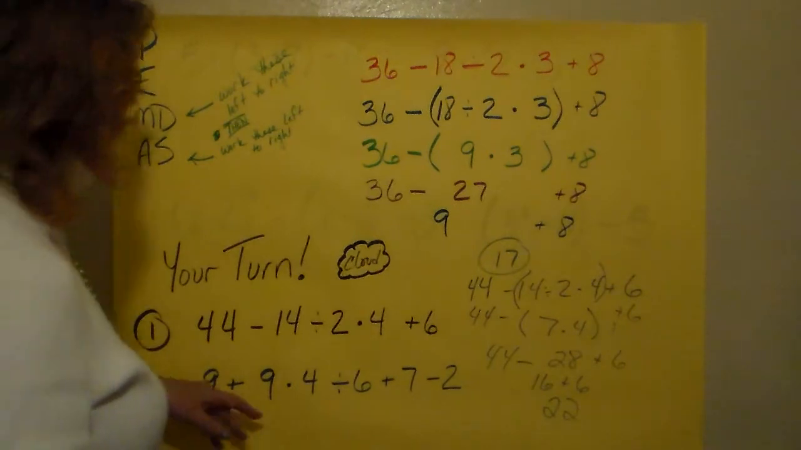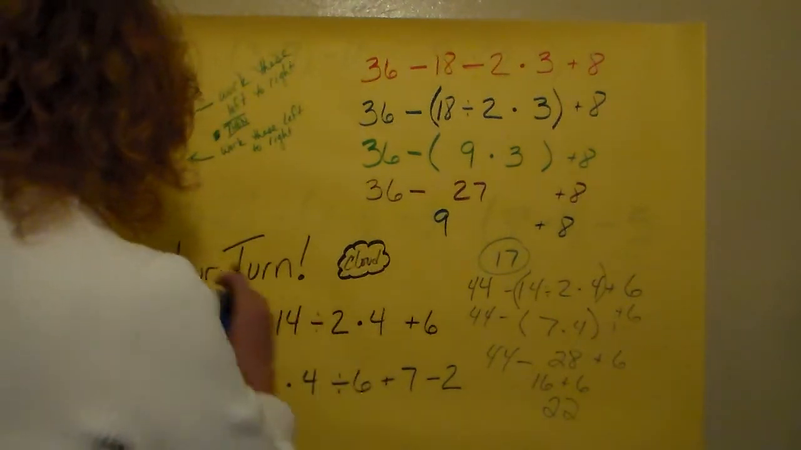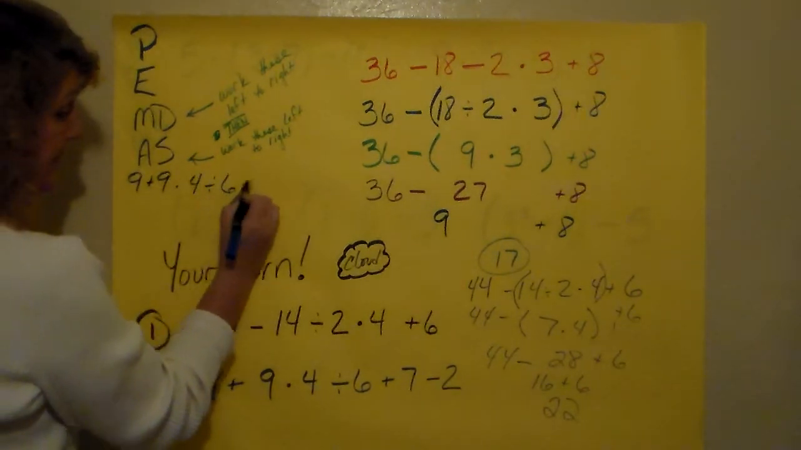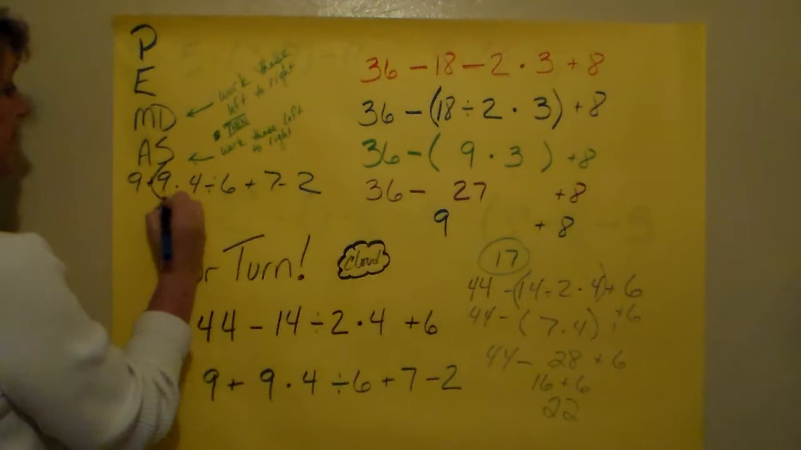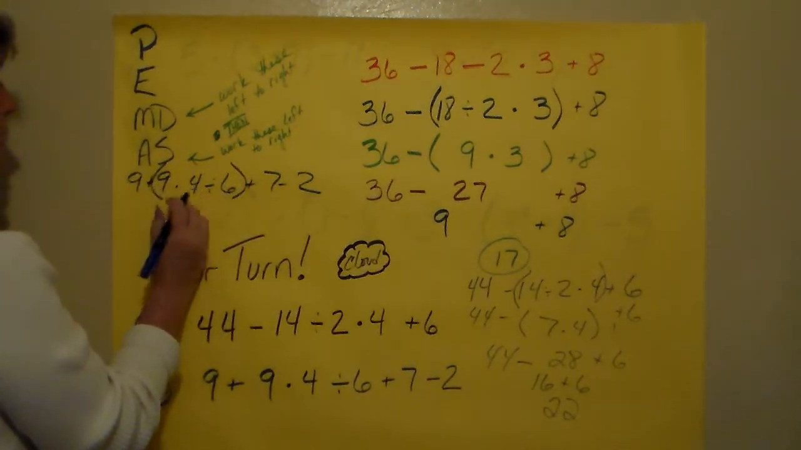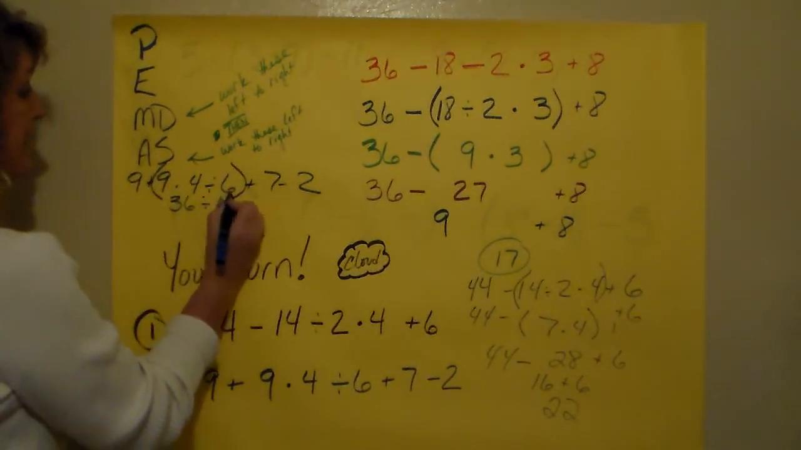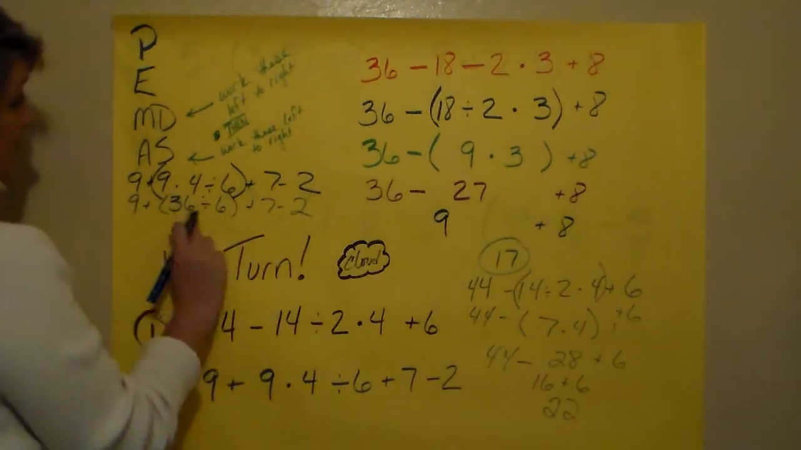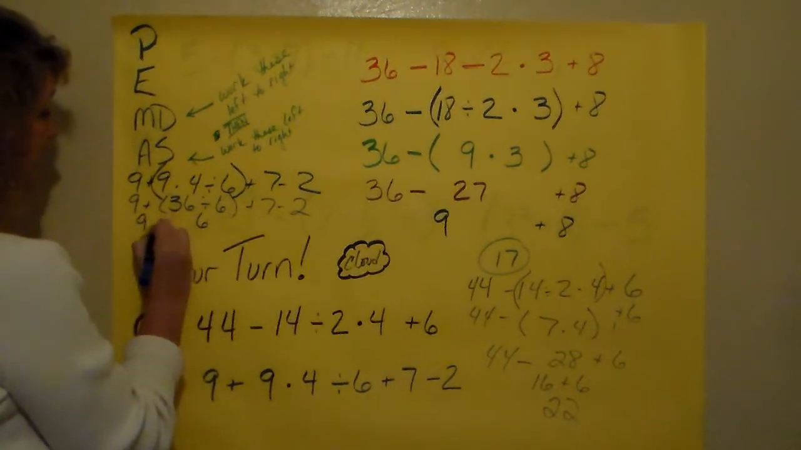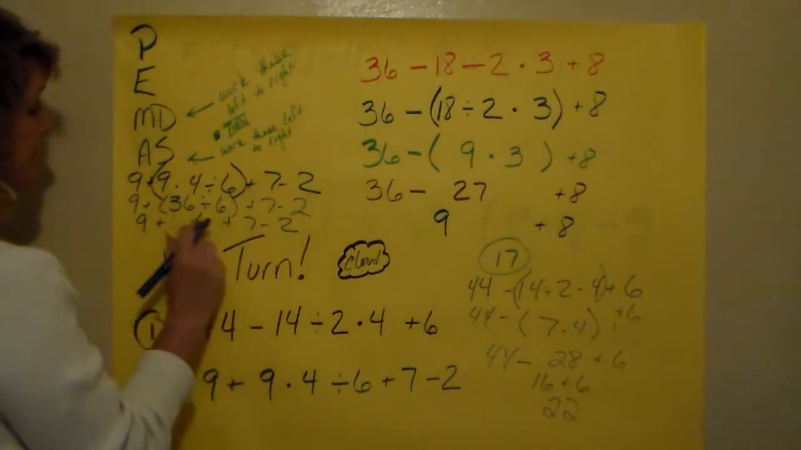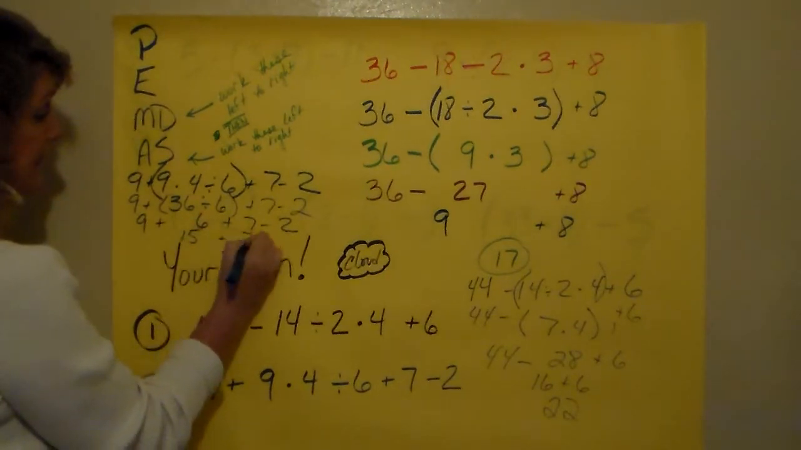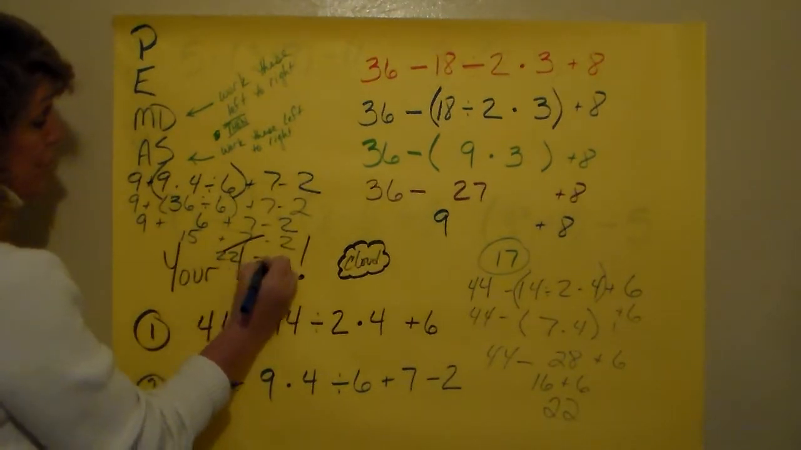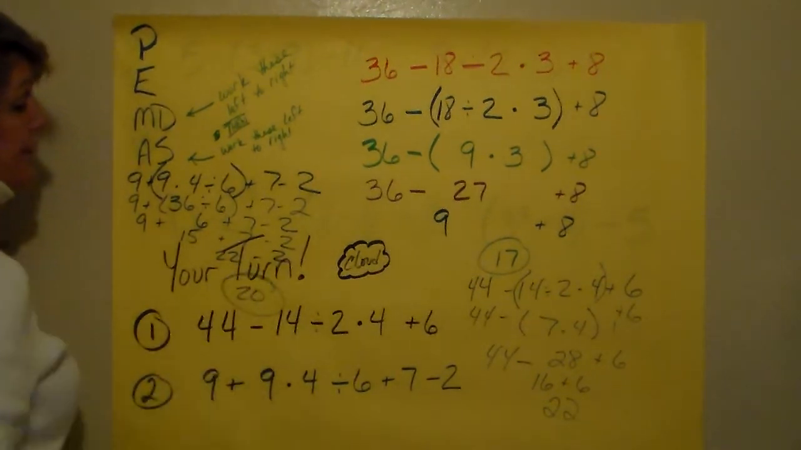All right. Do I have room for this somewhere here? 9 plus 9 times 4 divided by 6 plus 7 minus 2. All right, I'm doing that first. 9 times 4 is 36 divided by 6. Bring down my 9 plus 7 minus 2. 36 divided by 6 is 6. 9 plus 6 plus 7 minus 2. 9 plus 6 is 15 plus 7 minus 2. 15 plus 7 is 22. Minus 2 is 20. There you go.